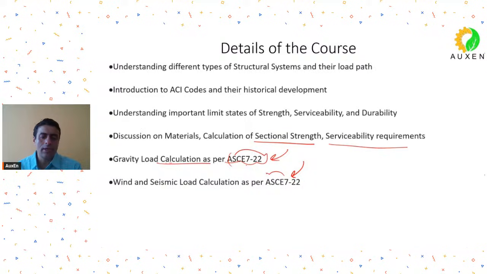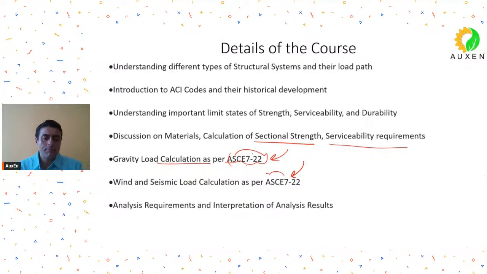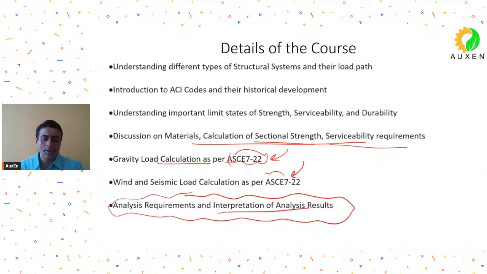Then we will come back in the second part of the course, where we will start our discussion on the wind and seismic load calculations. Once we do this, we shall go to the analysis requirements and interpretation of analysis results. Most of these things are covered in chapter number 6 of ACI. Chapter 6 focuses on the analysis procedures, structural analysis, and different methods of analysis are given.